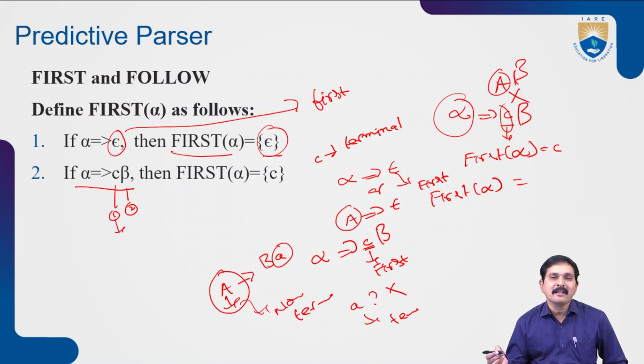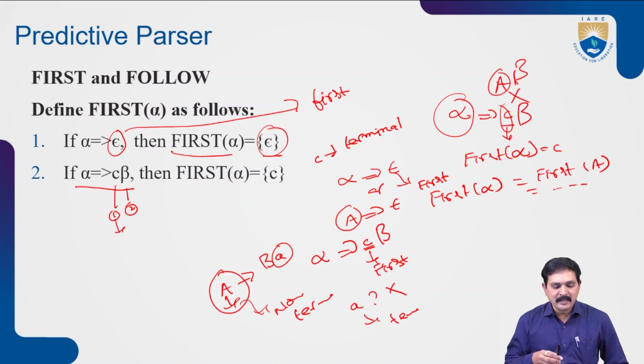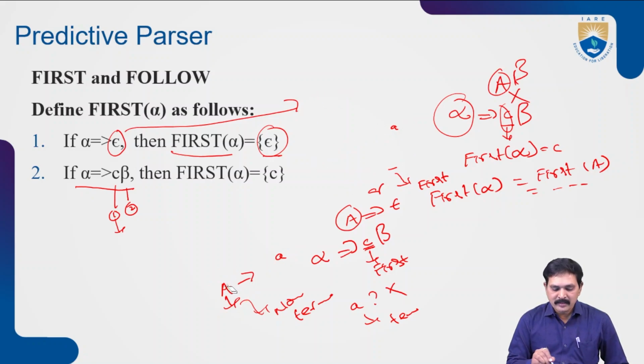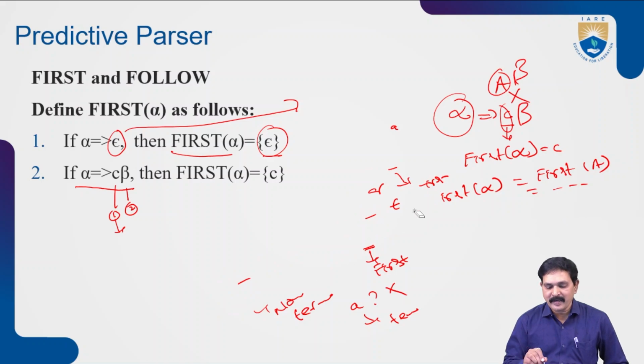The scope for getting the first symbol of the capital A may be a terminal or a non-terminal. That's why we can recursively call the algorithm, first of A, again first of A, like that, until the first symbol we get is a small a value. So this is the idea of the first algorithm.